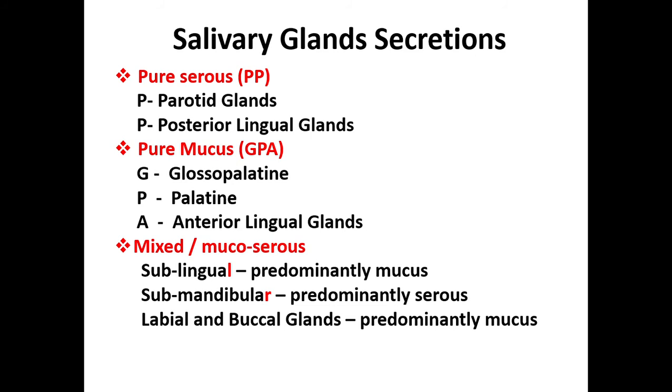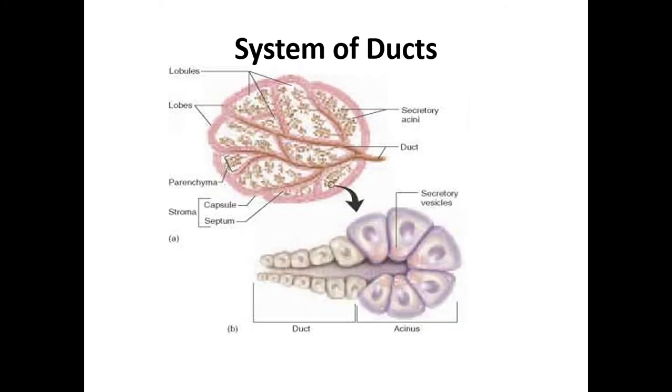You might ask, what is that red L in sublingual? That is just to remember the type of secretion. What comes after L is M, so predominantly mucus. And in submandibular, we have the R. What comes after R is S, so predominantly serous secretion. Okay, so that is the purpose of the L and the R.